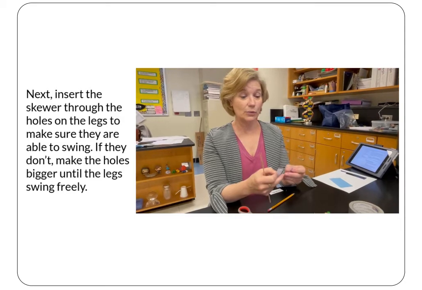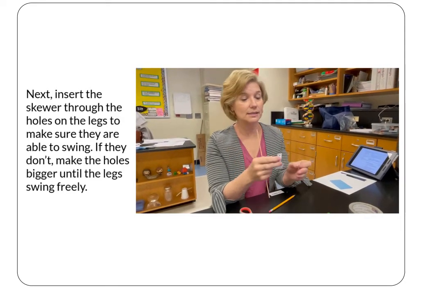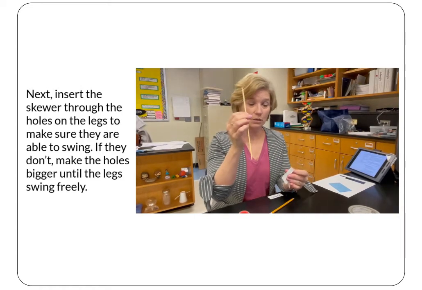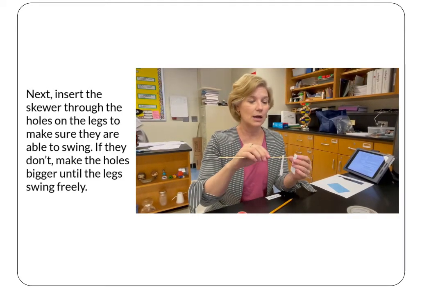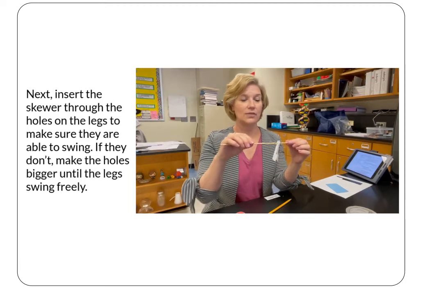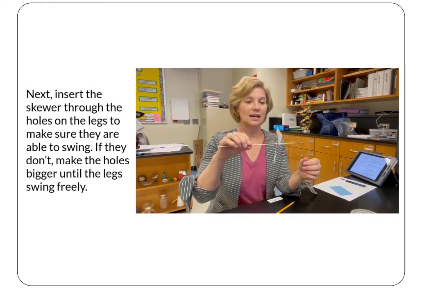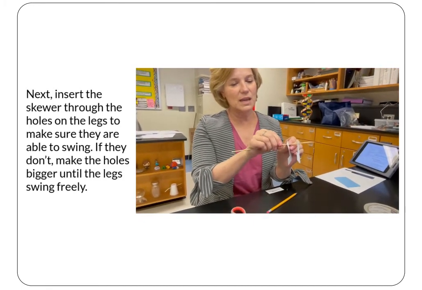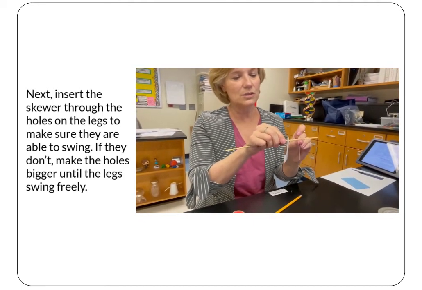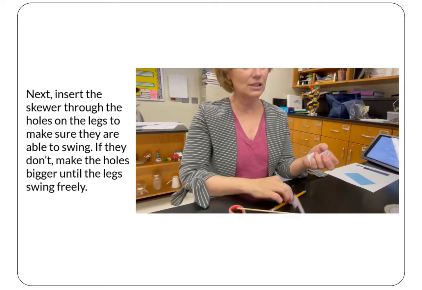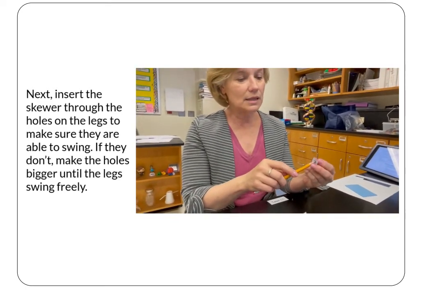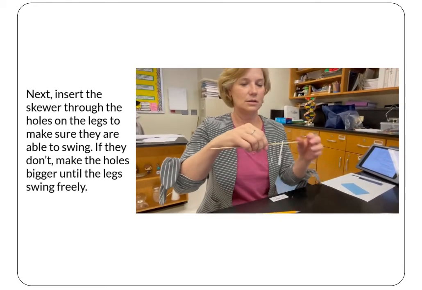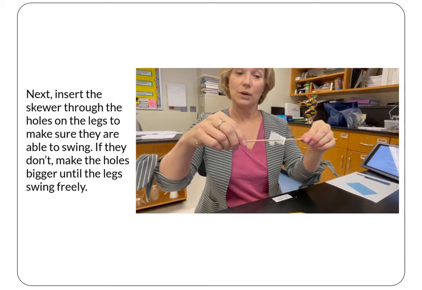Okay, so the next thing that we need to do now that we have holes in the legs is we want to make sure that they swing freely. So we're going to use the skewer, which is going to help us with our walker, and we're going to put the legs on the skewer. And you can see they kind of get caught. So I'm going to use the skewer to kind of make the hole just a little bit bigger just by working it around, or I can actually take it off and put the pencil in again. And I'm going to put it on here to make sure that it swings freely.